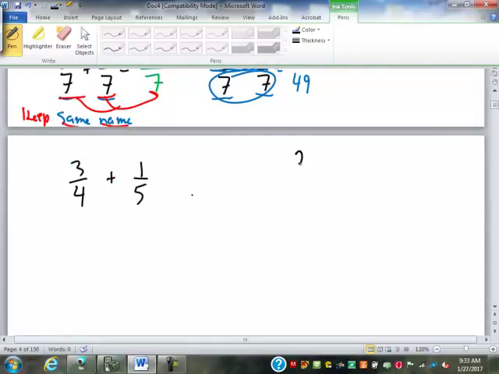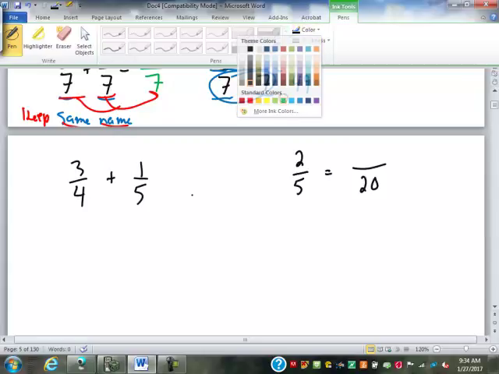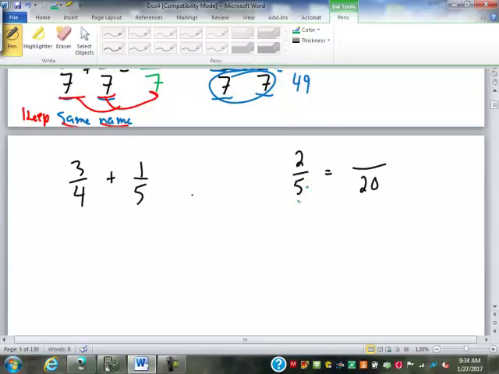So if I have 2/5 and I want to change it into 20ths, I have to first figure out what do I need to multiply the 5 by to turn it into a 20? What is it? 4. Good. So that means I have to multiply the numerator, the top, by the same thing, times 4. So 2 times 4 is 8. 8/20 has the exact same value as 2/5. It just now has a different denominator, different name.